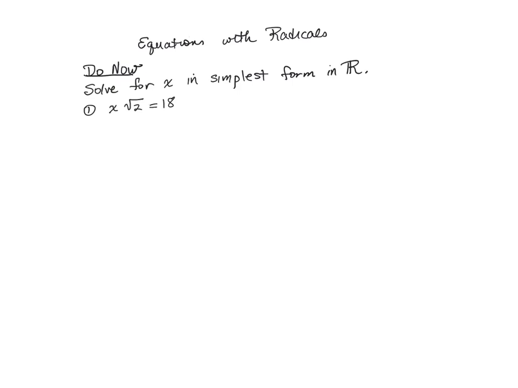Okay, so to solve this, we divide each side by the square root of 2, since it is the coefficient of the x. We get x is 18 over the square root of 2, but this is not in simplest form since there's a radical in the denominator, so we rationalize the denominator by multiplying the top and bottom by root 2 over root 2. So our answer is x equals 18 times the square root of 2 over 2, which is 9 root 2. And that would be our answer in simplest form.